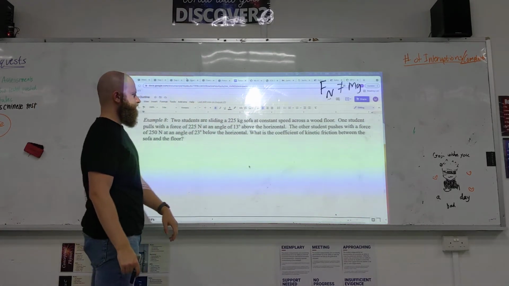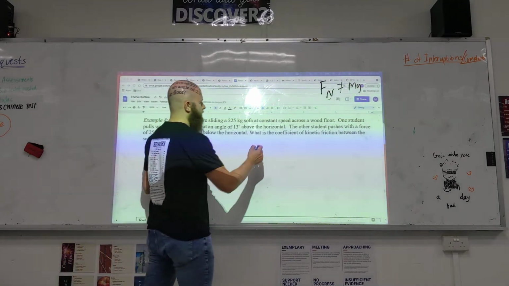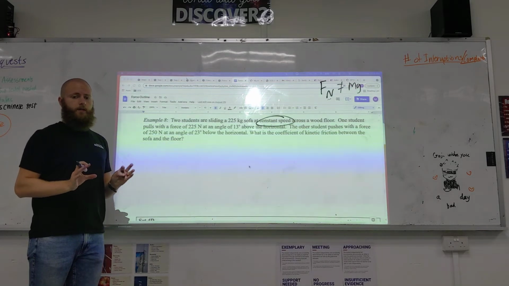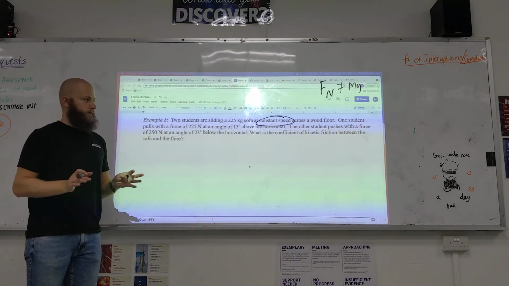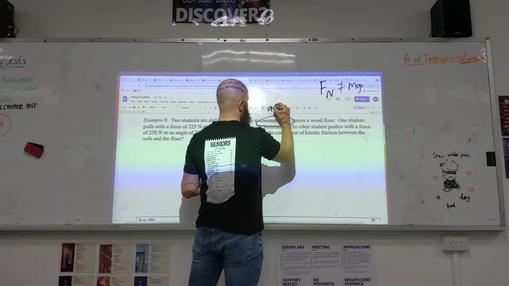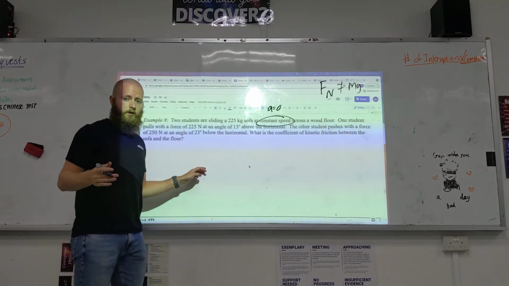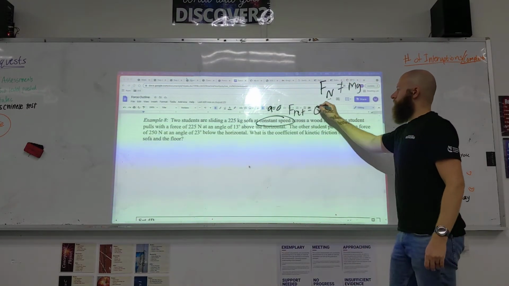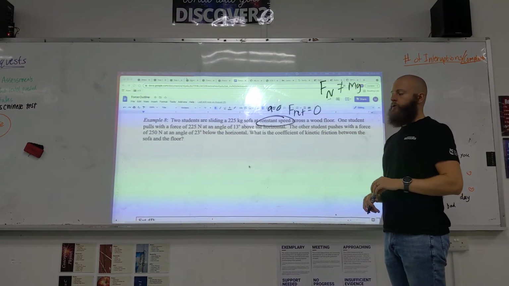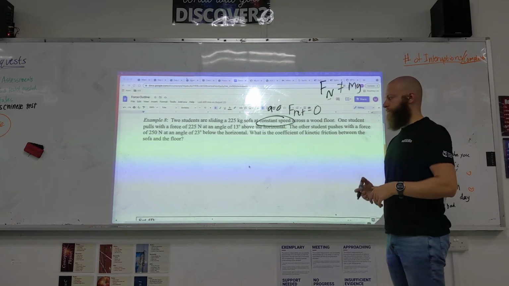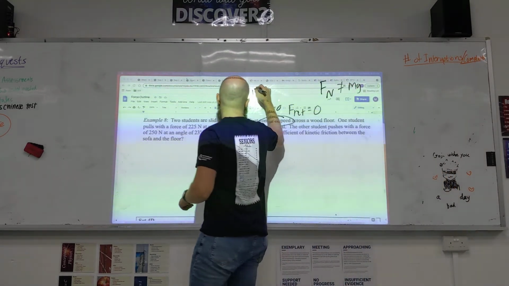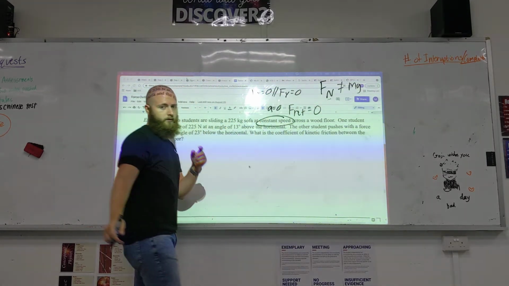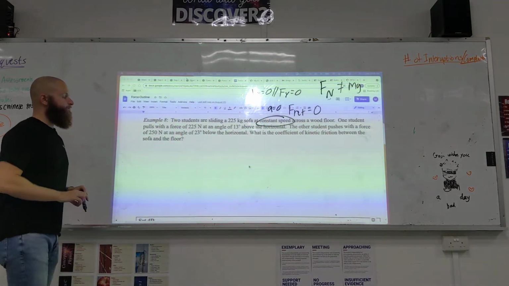Mu k. Now, an important thing here is constant speed. If I have a constant speed, what's my acceleration? Right, my acceleration should equal 0. So if acceleration equals 0, what should my F net equal? My F net should also equal 0. So this means all the forces are going to have to cancel out. That means both my Fx equals 0 and my Fy equals 0. So those both have to be 0.